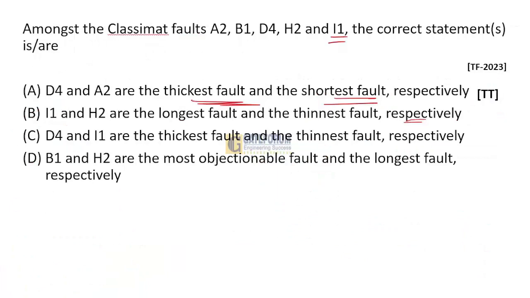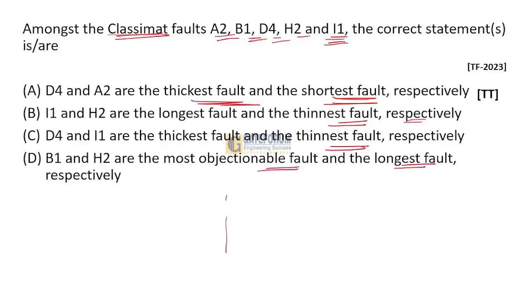This is a textile testing question. It says that among the Classimat faults A2, B1, D4, H2 and I1, the correct statement is or are: D4 and A2 are the thickest fault and the shortest fault respectively. I1 and H2 are the longest fault and the thinnest fault respectively. D4 and I1 are the thickest fault and the thinnest fault respectively. And B1 and H2 are the most objectionable fault and the longest fault respectively.